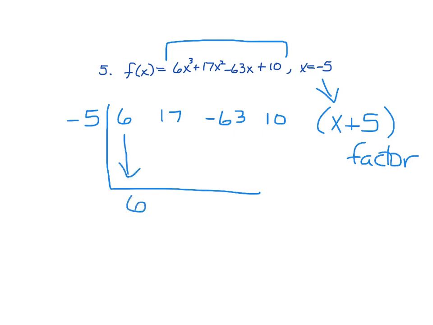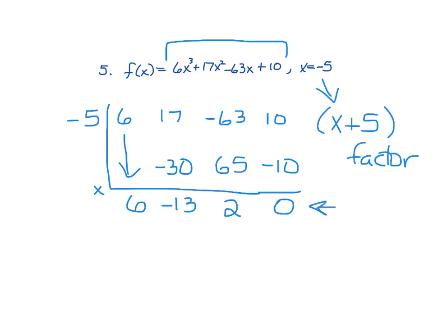Bring down the 6, multiply, add the column, multiply again, add the column, multiply again, add the column. Again, you need to make sure you get a 0 here because we already know that this should work because they told us it was the 0. What we're trying to get is the more manageable polynomial that we can factor.